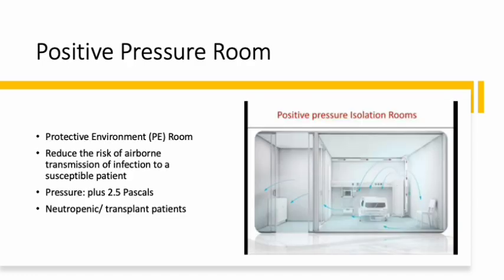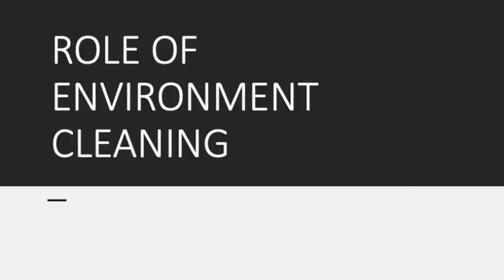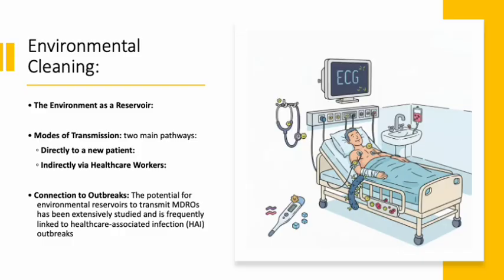A positive pressure room reduces the risk of airborne transmission of infection to a susceptible patient, for example a neutropenic patient or a post bone marrow transplant patient, by maintaining a positive pressure and flow of air from patient room to the corridor. The ICU environment serves as a reservoir for MDROs and other pathogens and has been connected to several outbreaks.